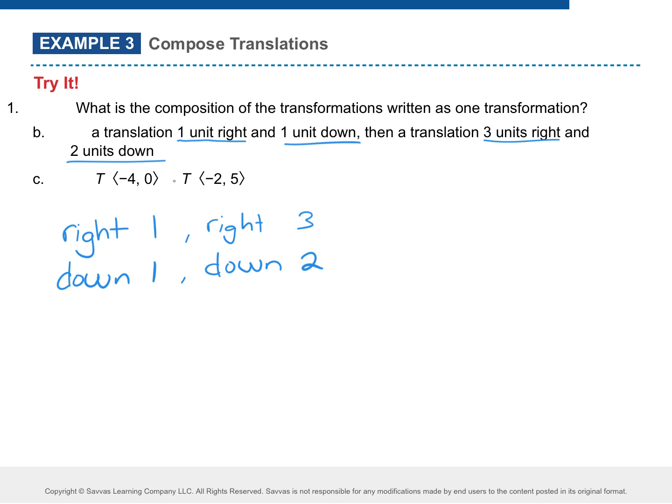So a way you can think about this is here it tells me right, I'm going to start at 0. Right 1, and then this tells me right 3 more. So how many in total did we go? Right 4. For the Y's, we went down 1, and then we went down 2 more. How many did we go down? 3.